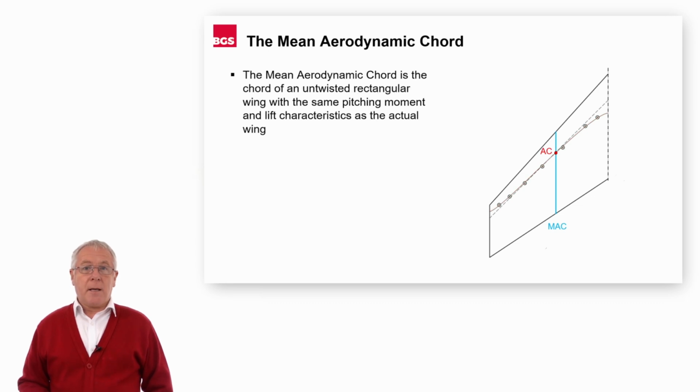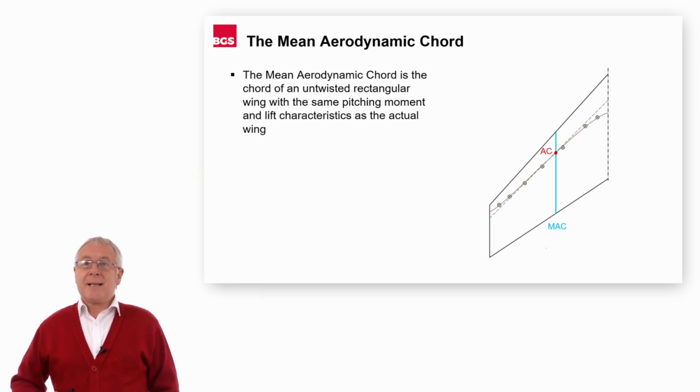Once we've found our mean aerodynamic chord, the aerodynamic centre will be 25% back from the leading edge, as it is with a normal rectangular wing.